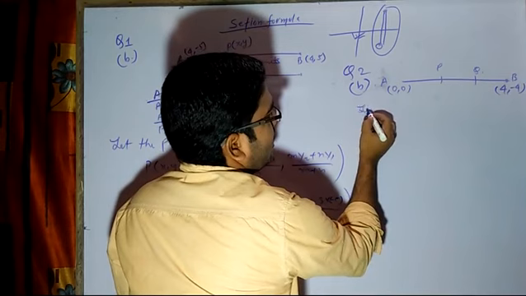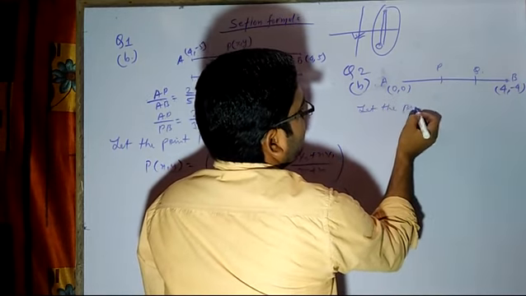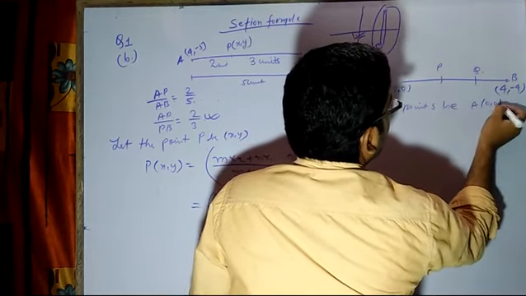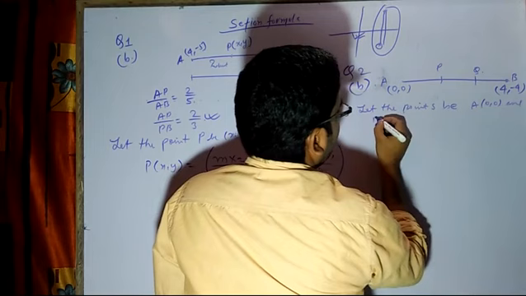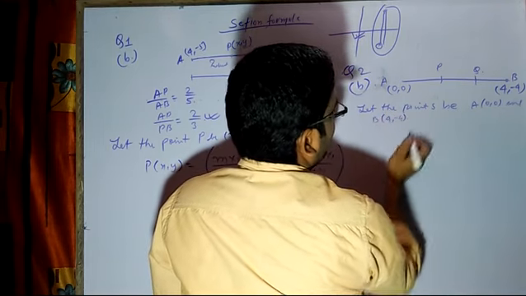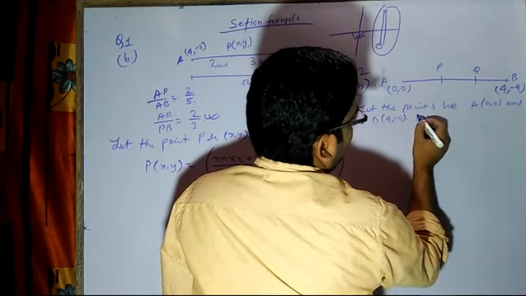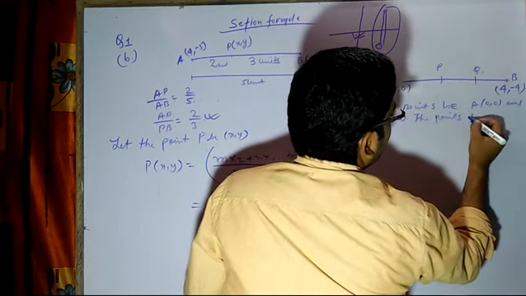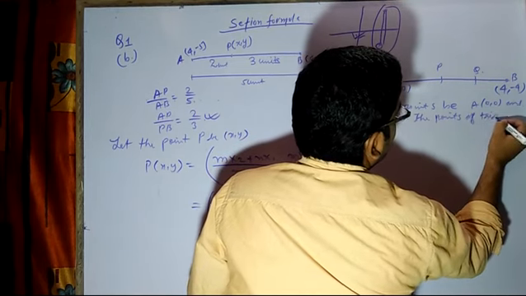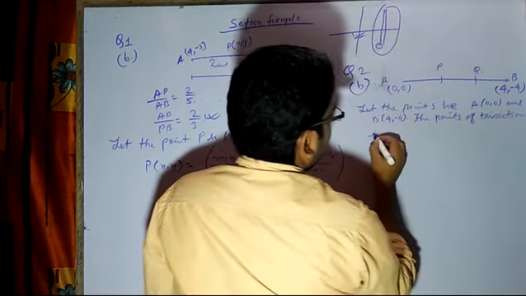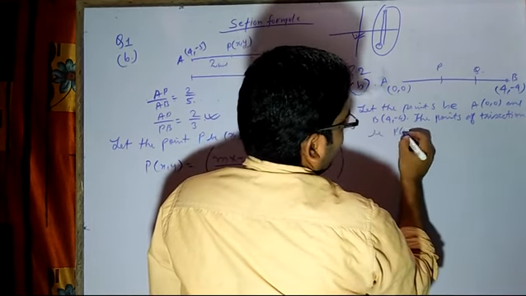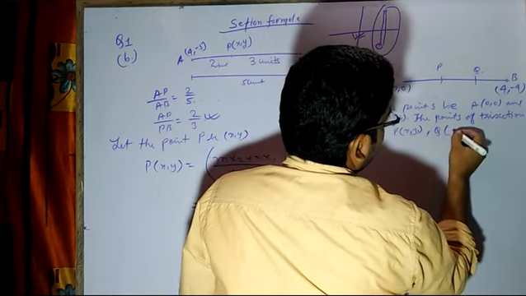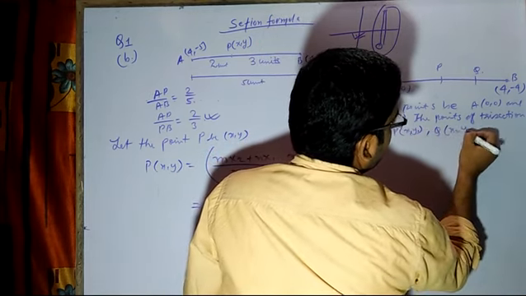So you can write, let the points be A (0, 0) and B (4, -4), and let the points of trisection be P (x1, y1), and Q can be written as Q (x2, y2).